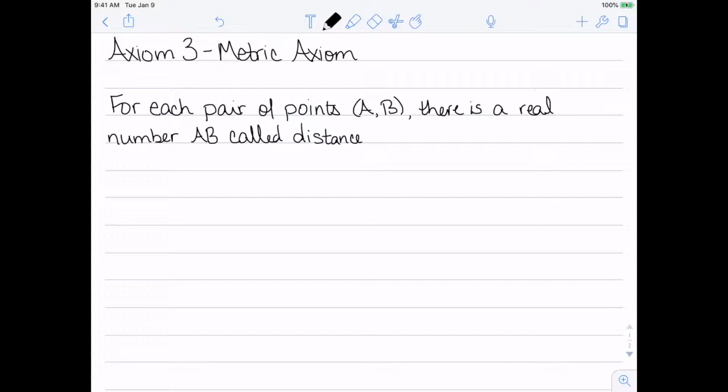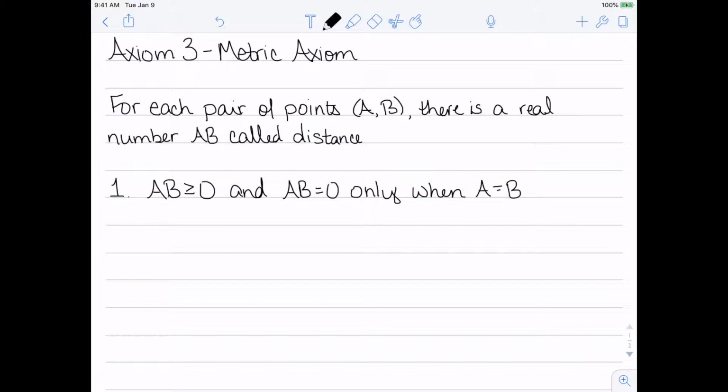For every pair of points AB, we can associate a real number that we're going to denote by AB, which is the distance between them. And the metric axiom has to satisfy two properties. First, distance must always be greater than or equal to zero. And the only time it's zero is if A is equal to B. So in order to say a distance is zero, I need to have two of the same points. The distance from A to A is zero. Any other distance, if A and B are two distinct points, has to be positive.